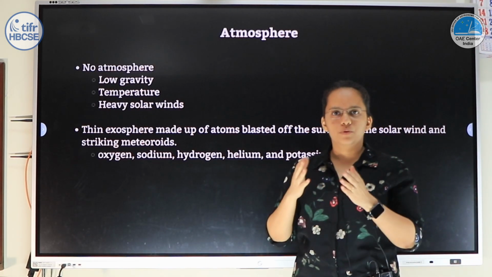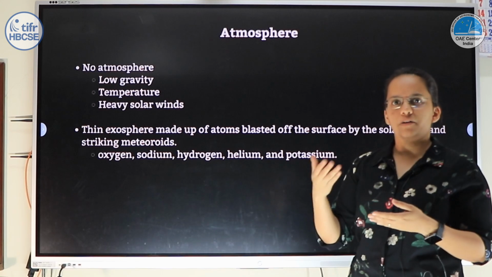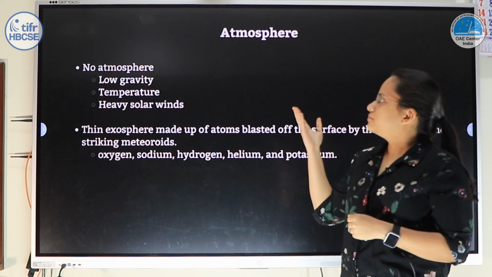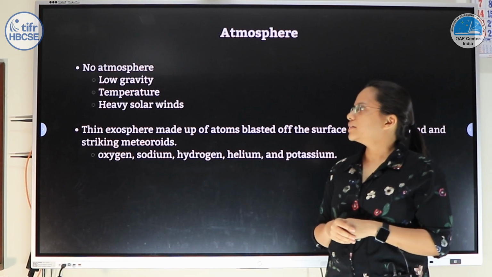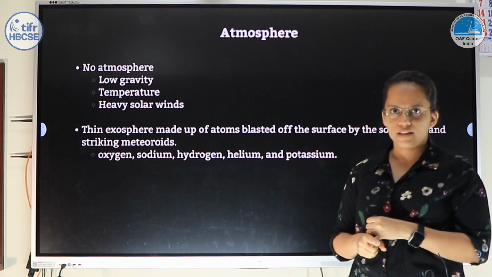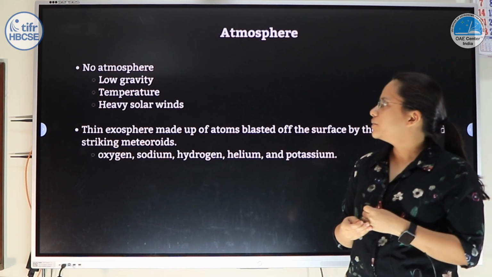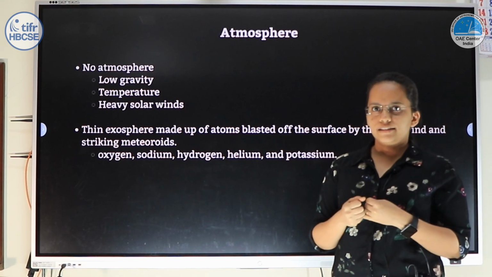So after the outermost layer, that is the surface, we have atmosphere, but Mercury does not have any atmosphere. So we have 3 reasons here. The first one is that its gravity is very low, since its size is very small, the mass is very small, the gravity is very low, and hence it could not hold the gases.